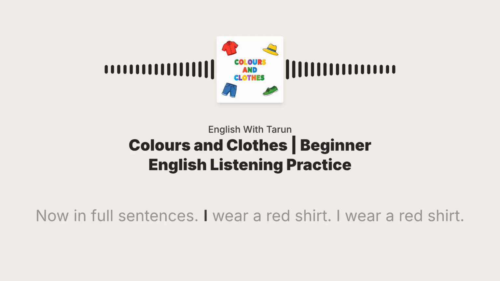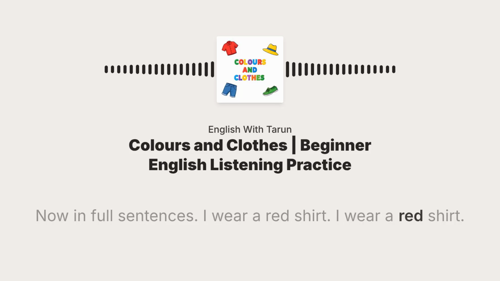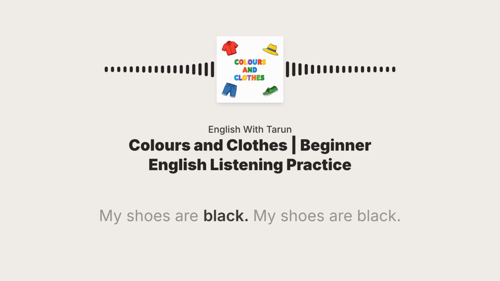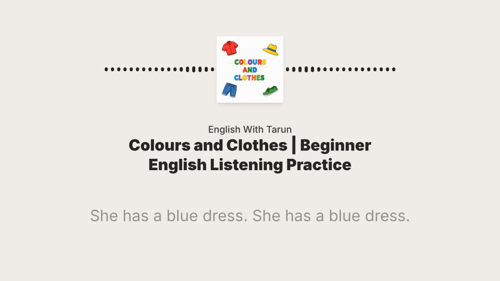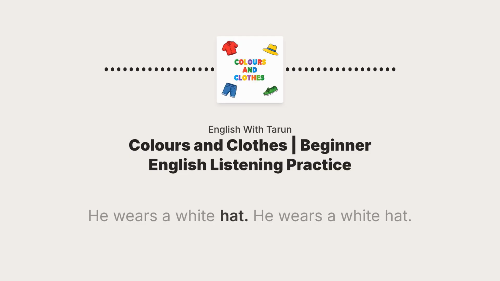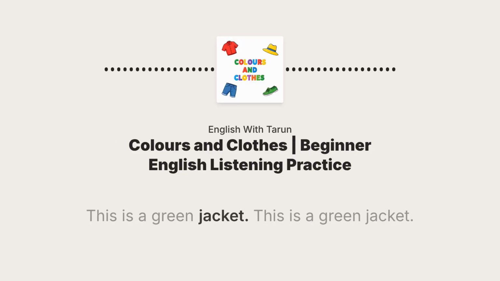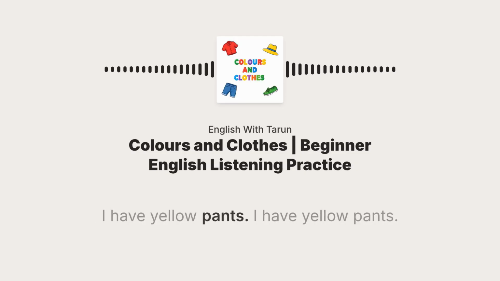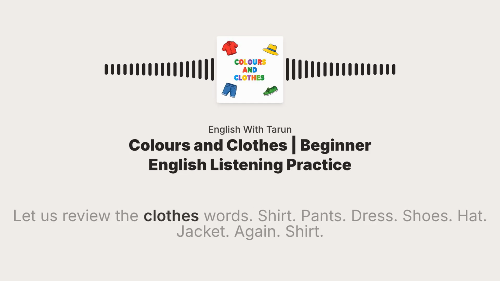Now in full sentences. I wear a red shirt. My shoes are black. She has a blue dress. He wears a white hat. This is a green jacket. I have yellow pants. Let us review the clothes words.